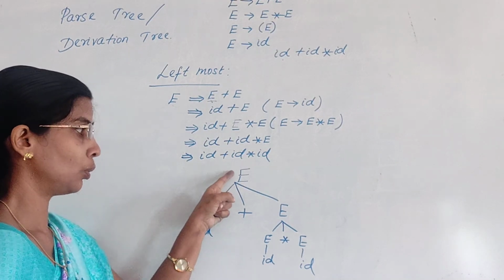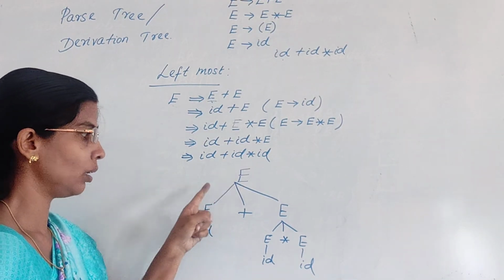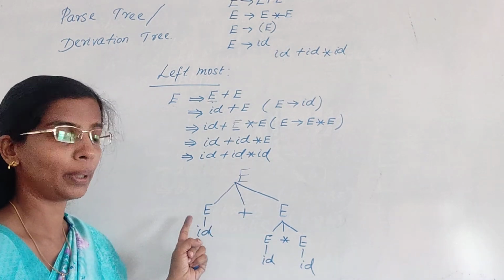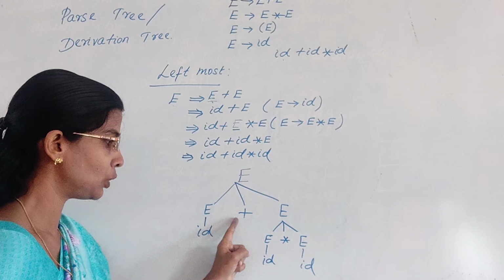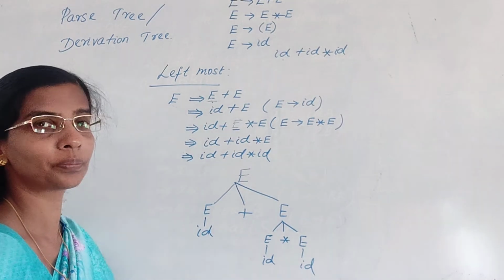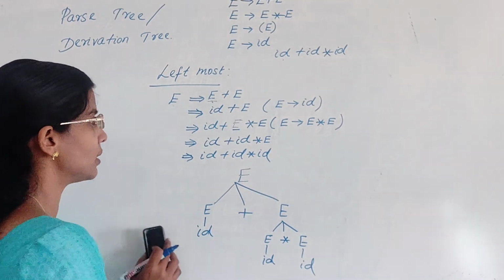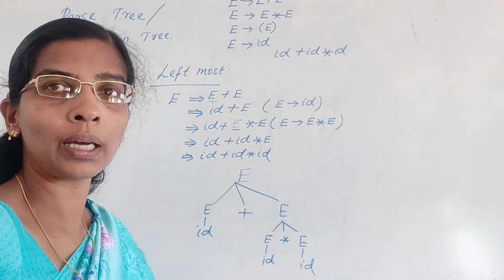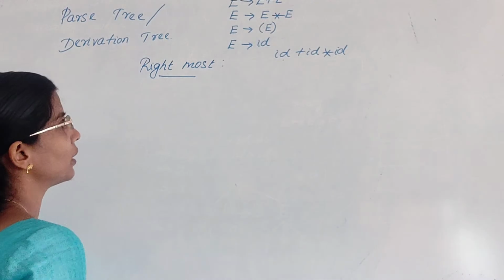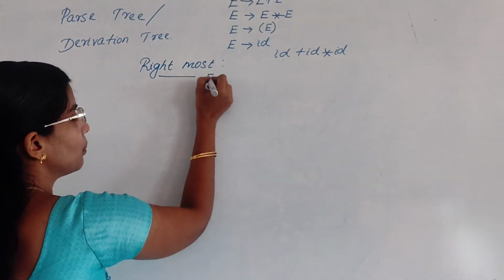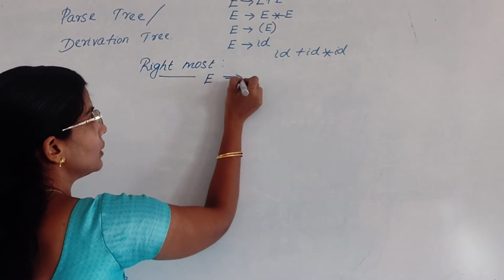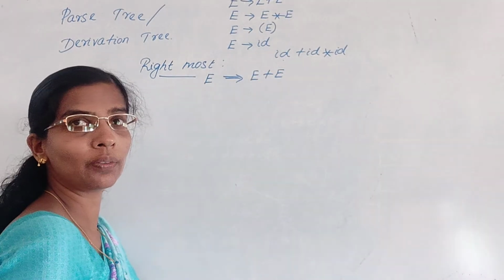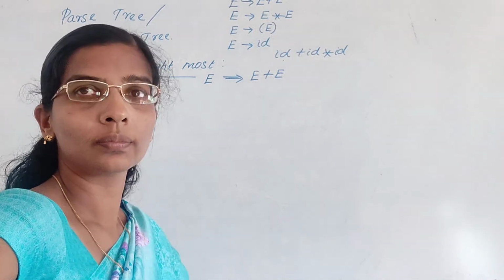So the root should be your start symbol. All the vertices should be either terminal or non-terminal, but leaves should be only terminals. Next we can see the rightmost derivation parse tree. So I start with my start symbol, E tends to E plus E. This is the rightmost derivation, as you all know.